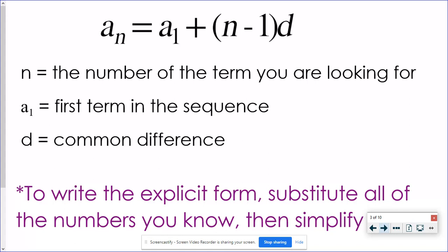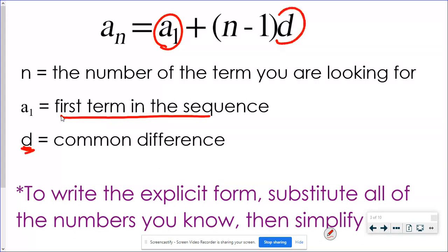So here are the parts of this again. So a sub n, remember that's the term that we're looking for. A sub 1 is the first term in the sequence, right? The common difference is what you're adding, or it might look like subtracting if it's a negative, to get to each next number. And remember, the n is the number of the term that you're looking for. So if we're looking for the 50th term, the n would be 50 in here.